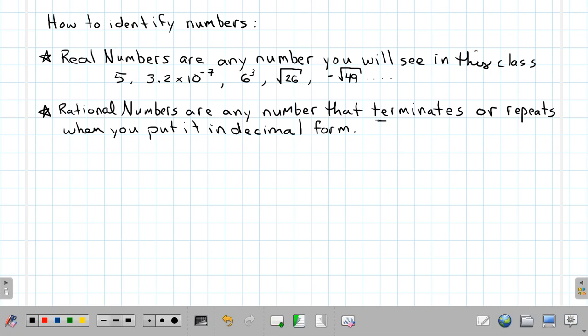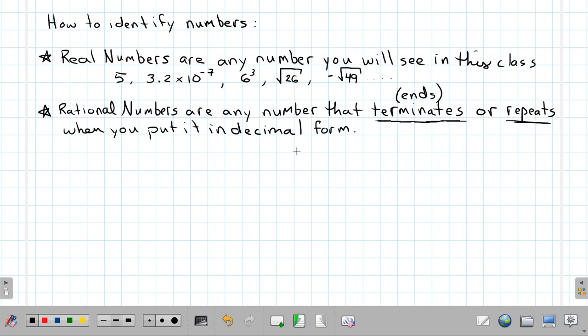Okay, so we use the word terminate here. So terminates or repeats. Okay, so the word terminate, the way you want to think of this word is this is just a fancy word for ends or stops. So if a number terminates, it stops. Okay. Now if a number repeats, that means it goes on forever. Okay. So the difference between these two terms here are terminate ends, repeat goes on forever. So you have something that repeats and goes on forever.